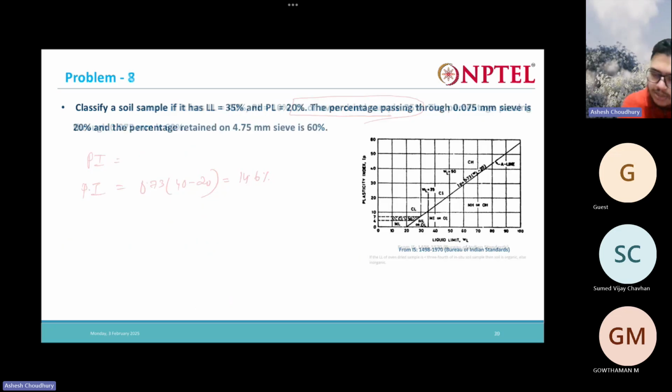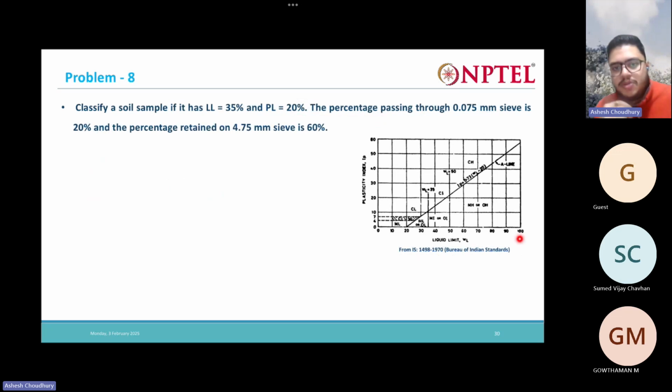Now do this. Try this by yourself. You should be able to do it. You have solved enough. The last three problems are like this one, you should be able to do. Classify a soil sample if it has a liquid limit of 35%, plastic limit of 20%, the percentage passing through 0.05 mm is 20%, and the percentage retained on 4.75 mm is 60%. Try to do this.